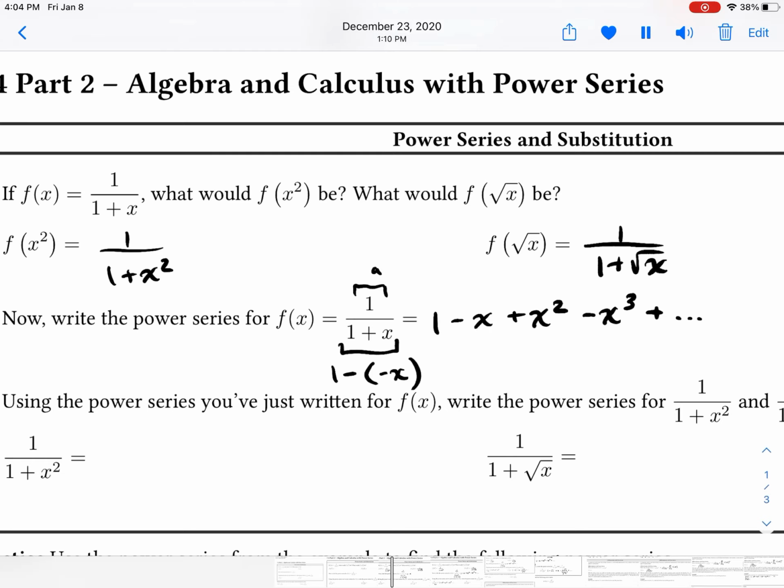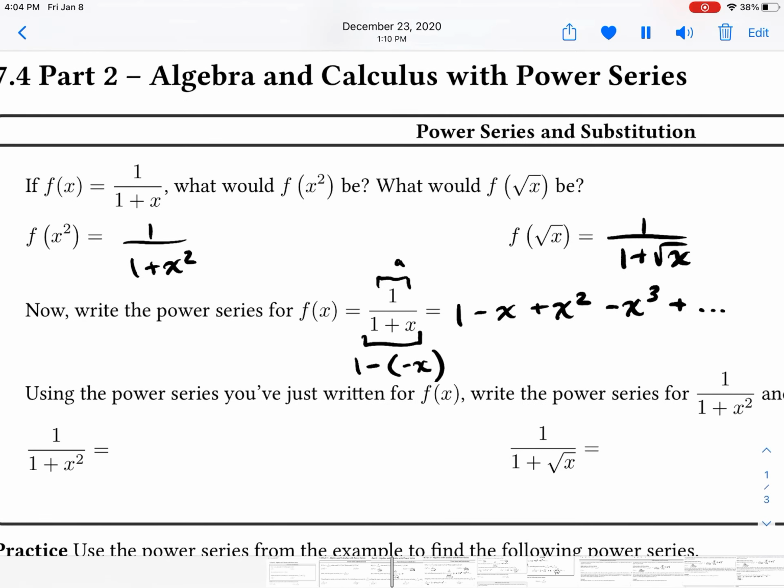Now, using this power series that I've just written for 1 over 1 plus x, let's write the power series for 1 over 1 plus x squared. Well, all that really means now is we are going to substitute x squared in for each one of these terms. So this first term would still be 1, but this next term now would be minus, and instead of just x, we're subtracting in x squared. This next term now would just be x to the 4th minus x to the 6th.